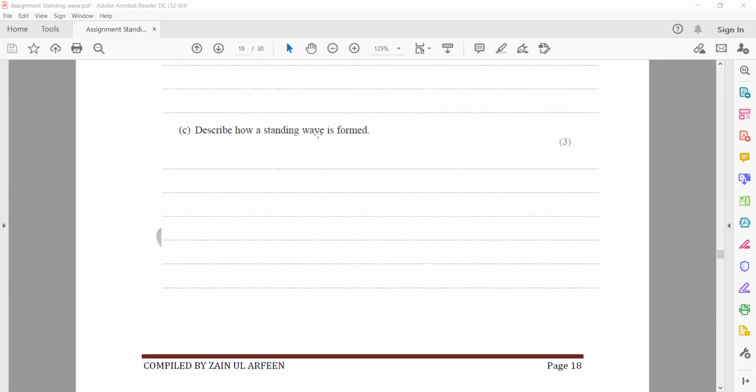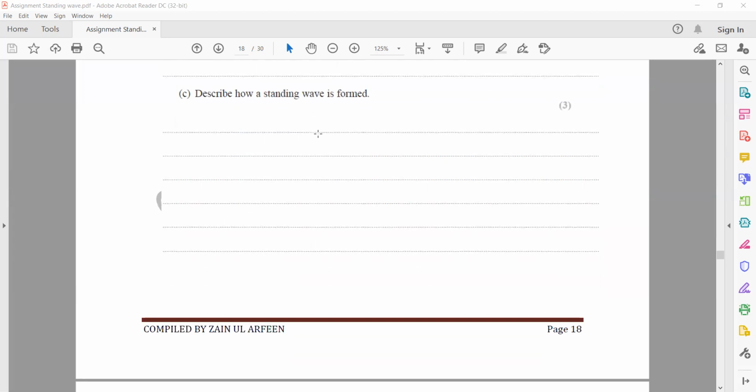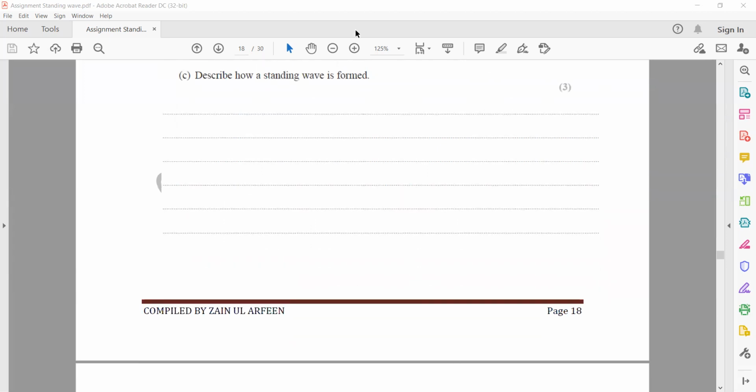Describe how a standing wave is formed. You will find this question repeated many times, the formation of the standing wave. The basic idea is that two progressive waves traveling in opposite direction give rise to a standing wave.